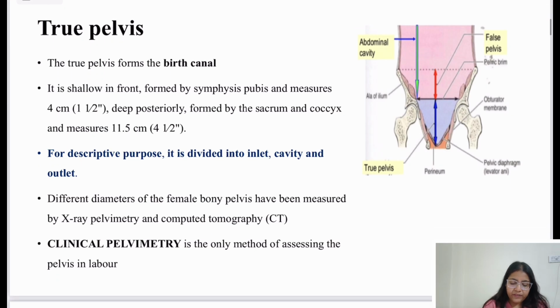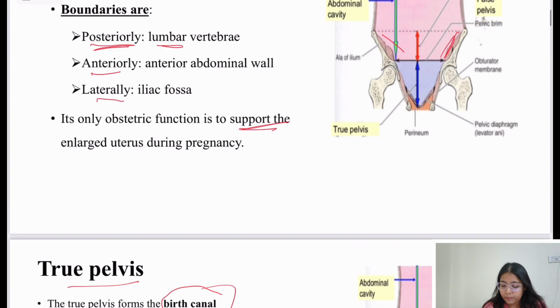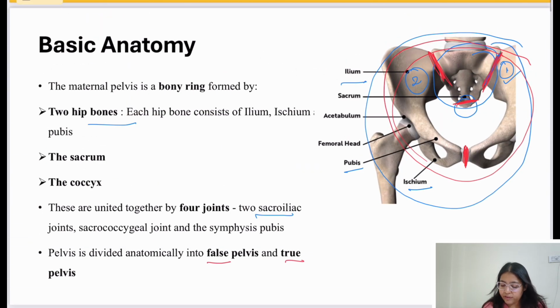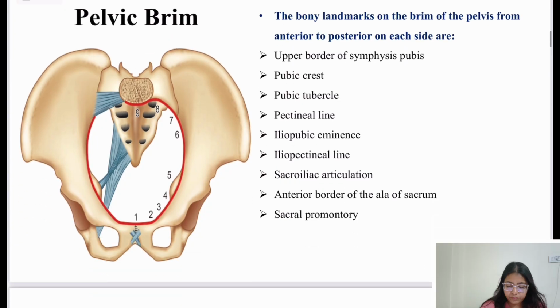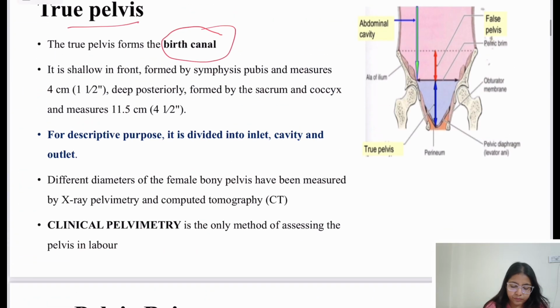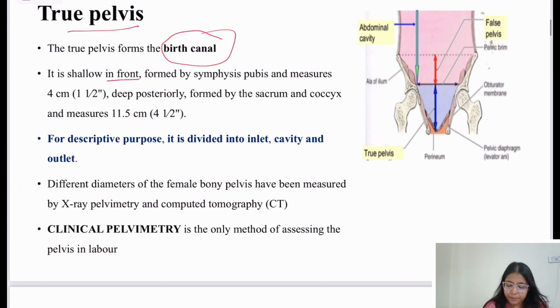And now the true pelvis, it forms the birth canal of the mother. It is shallow in front, as you can see. Okay, in front only this is the part, otherwise in back this is the part of the pelvis. So it is shallow in front, and it is formed by the pubic symphysis in front, and it measures 4 centimeter.